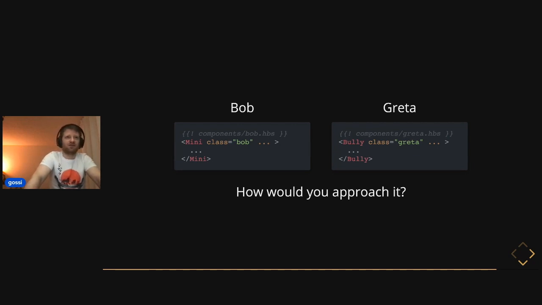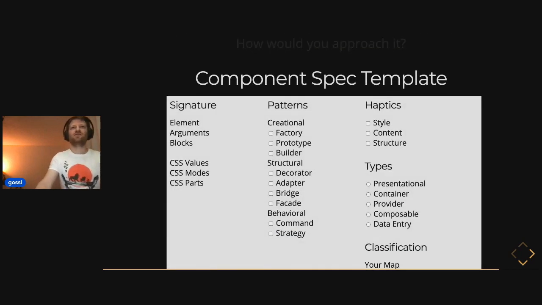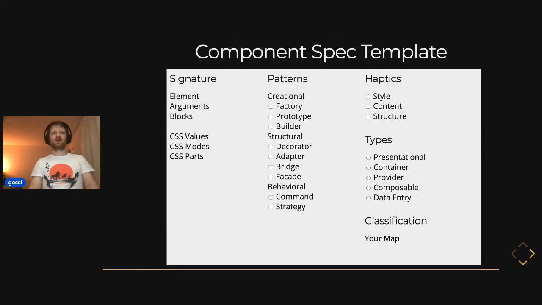And what are the styling APIs? How can we make Bob green and Greta orange from the outside? All of the things are now coming together, right? So it's not just a digital product, but we can apply it in a space of creating car components. So if we use our component spec template again, or have a look one more time at it, it has become a little bit crowded.